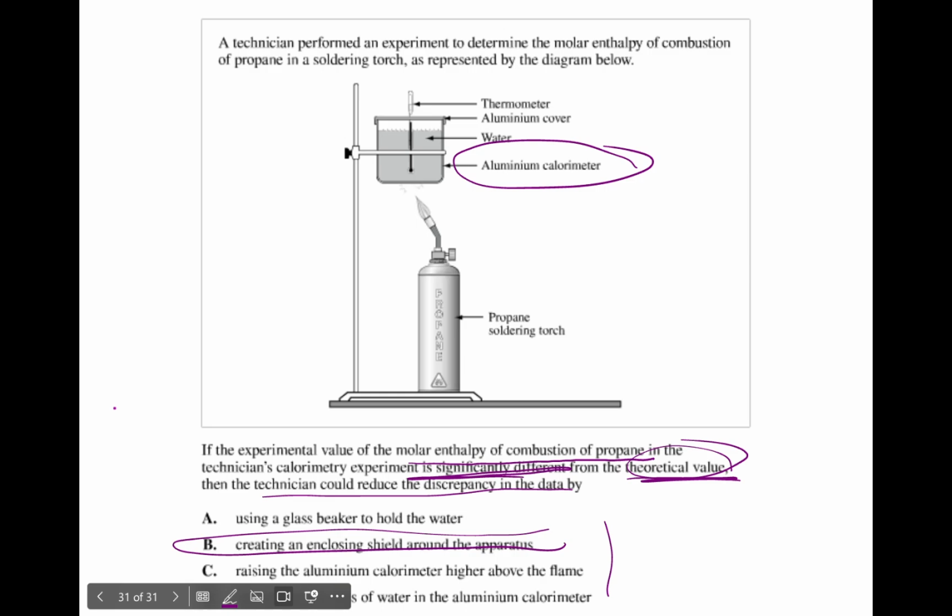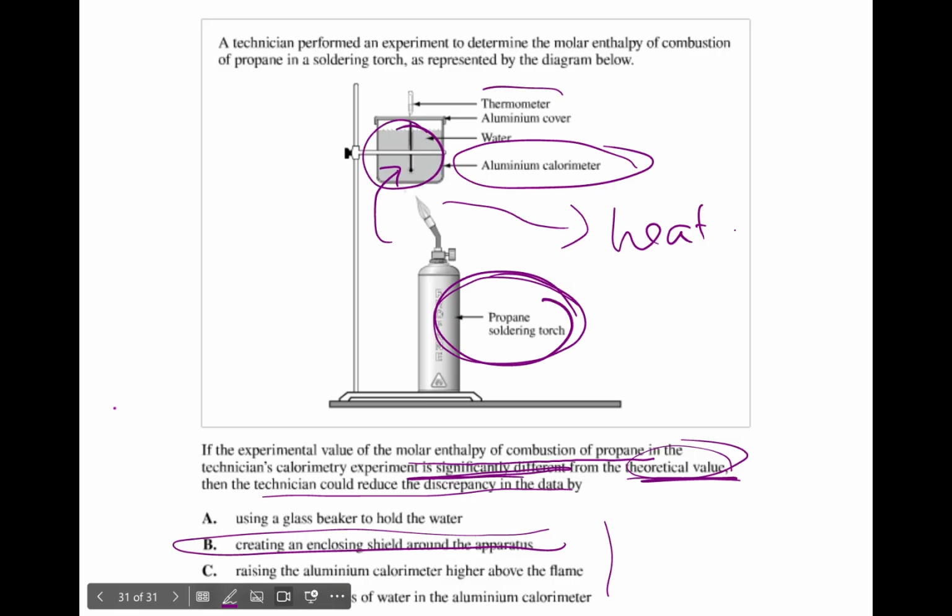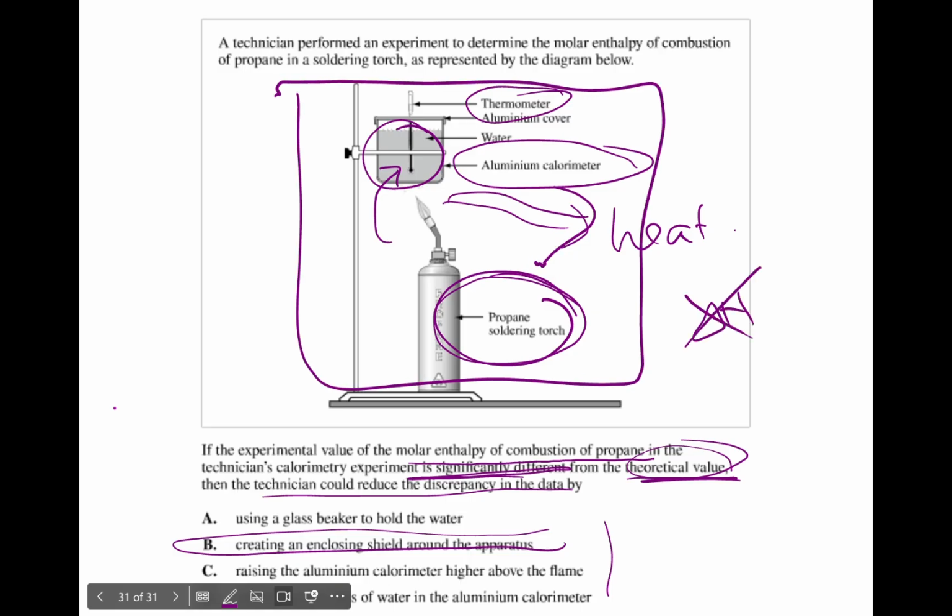And that's because if propane is what's being combusted, we can be losing heat to the environment. We want all of the heat from this reaction to go into that water so that we can measure it. Now, if some of the heat is being lost, then our delta H won't be accurate. So by putting a shield around it, that would mean the heat that's coming off of this has nowhere else to go. So the water would be able to absorb it. So that should help. Let's just double check the rest.